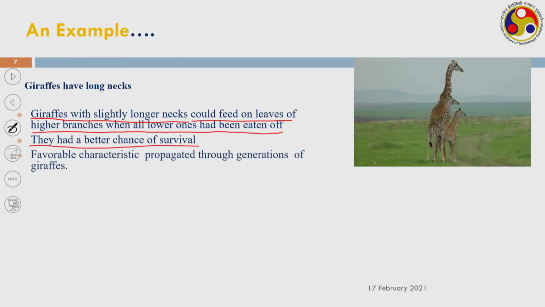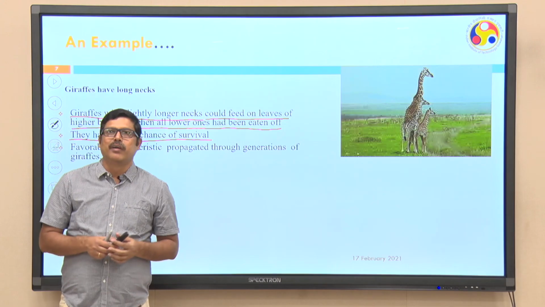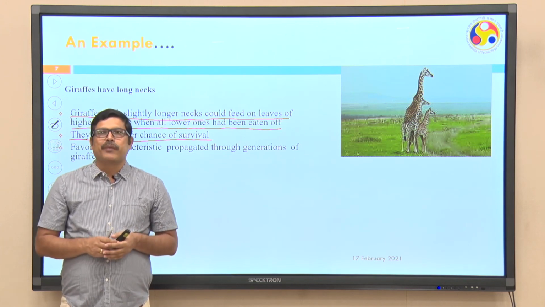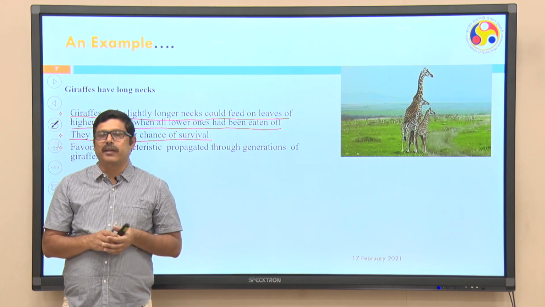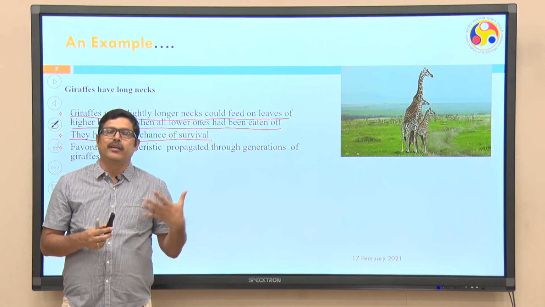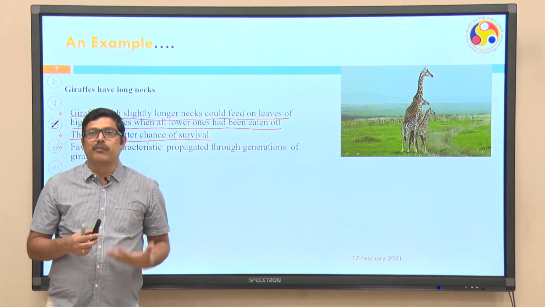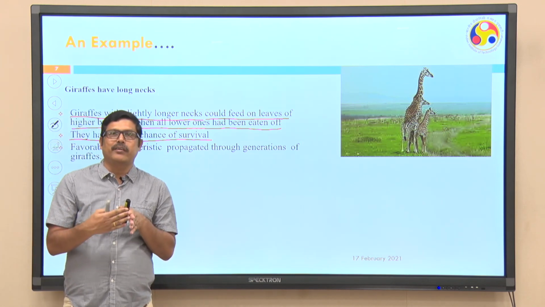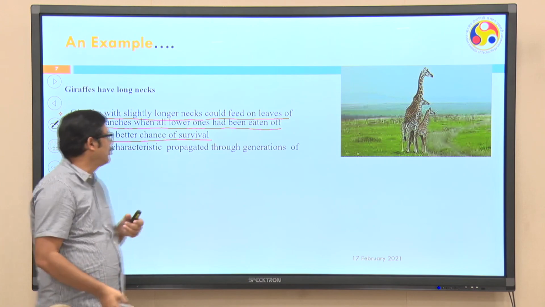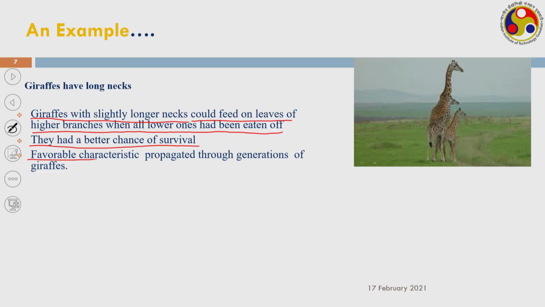Now, this is a favorable characteristic of that particular giraffe. So, some giraffes have a longer neck, and this characteristic is there in their genes basically. So, that is a favorable characteristic. Now, what is happening? This favorable characteristic is propagating to their offspring. So, the favorable characteristic is propagated through generations of giraffes.